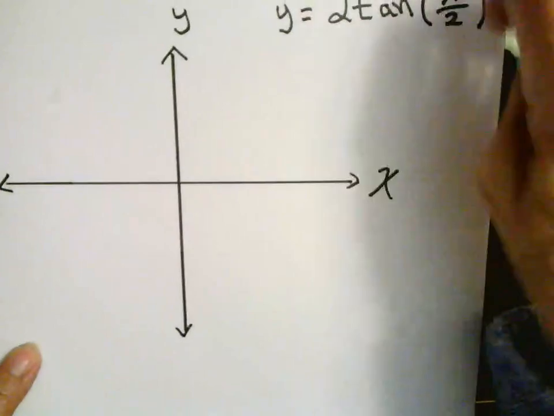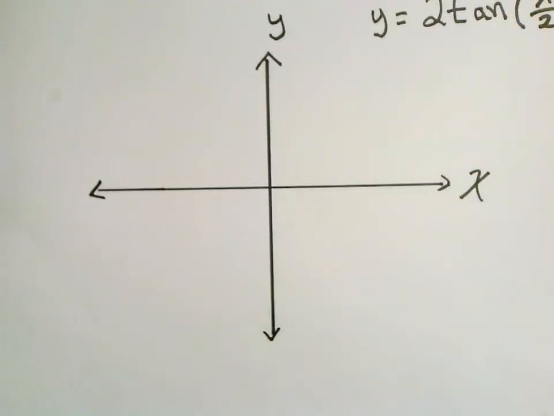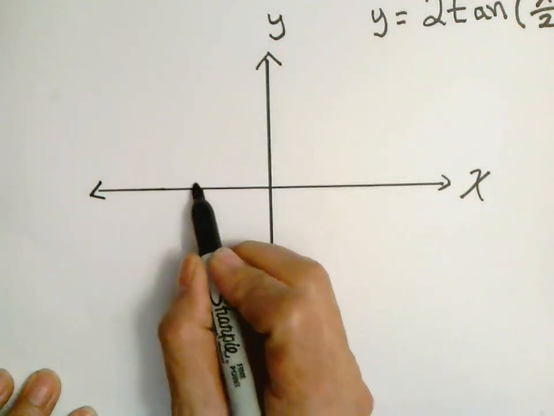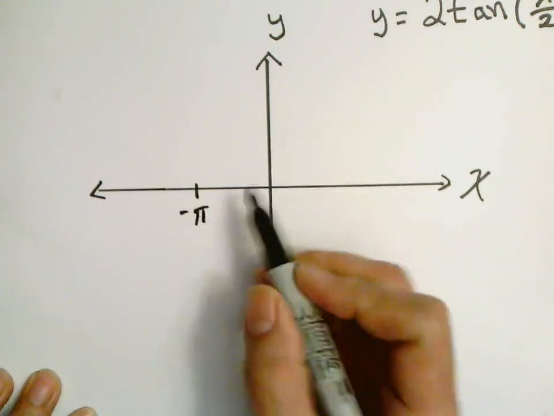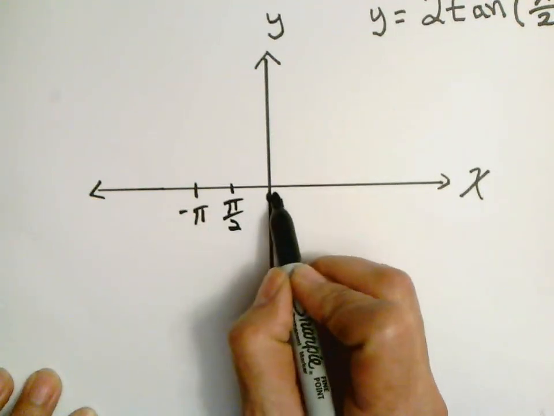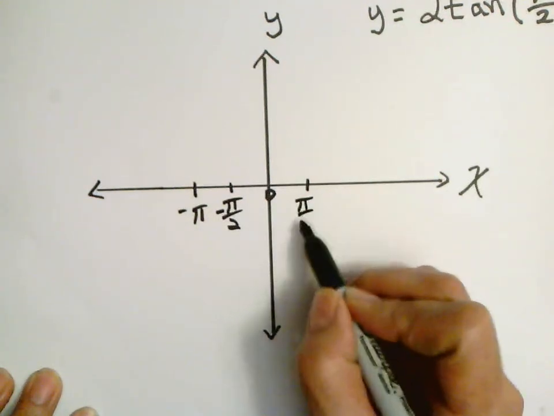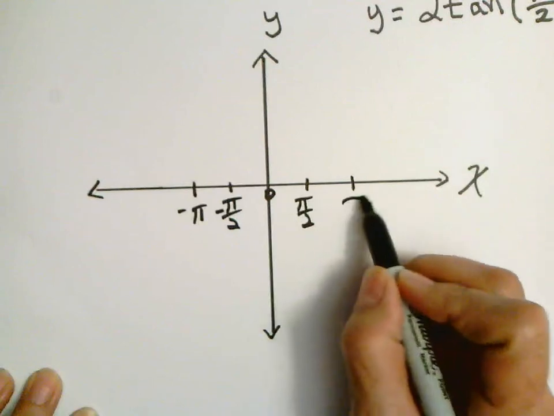Now we are ready to graph one cycle of our tangent function here. And we're going to draw an XY axis. And we're going to put our critical numbers on our XY axis. So I'm going to start off with, here is a negative pi. Here is negative pi over 2, 0. This is negative pi over 2. And this is pi over 2 and pi.